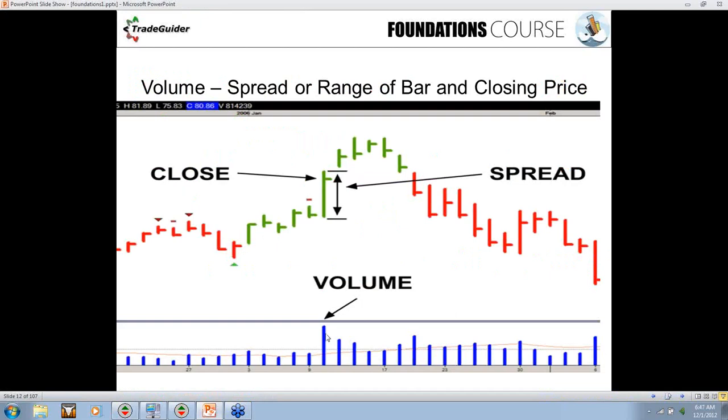So, in summary, volume spread analysis is analyzing the activity of the smart money. The spread of the bar tells us the effort of what they're trying to do on the price. The closing price tells us the result of that effort.